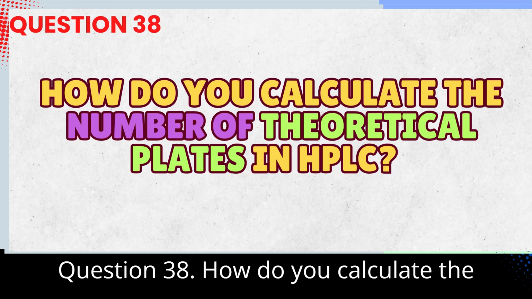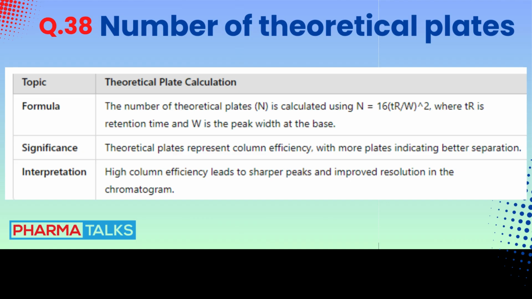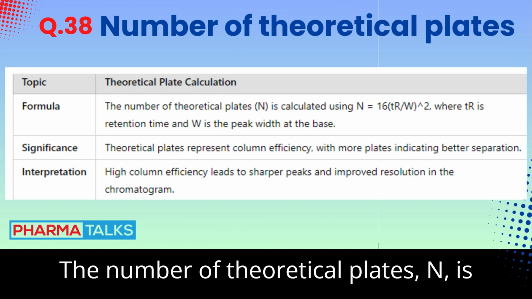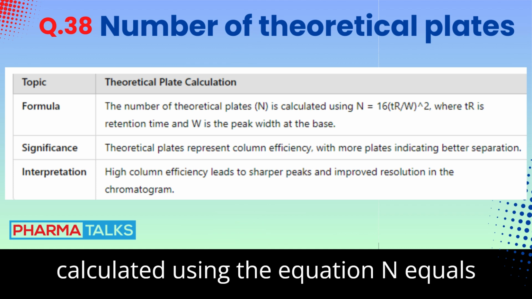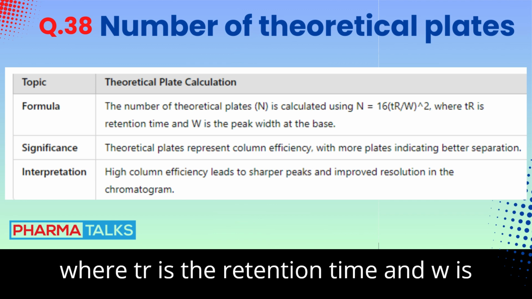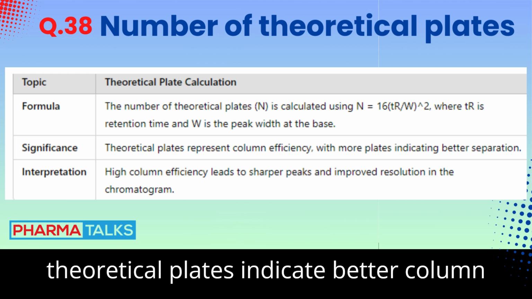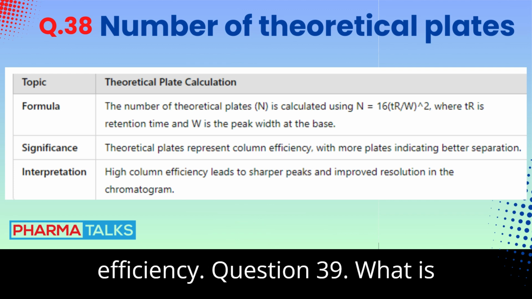Question 38. How do you calculate the number of theoretical plates in HPLC? Answer. The number of theoretical plates, N, is calculated using the equation N = 16 (tr/W)^2, where tr is the retention time and W is the peak width at the base. More theoretical plates indicate better column efficiency.